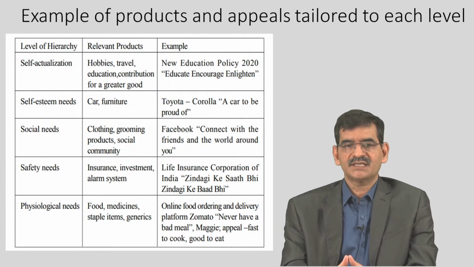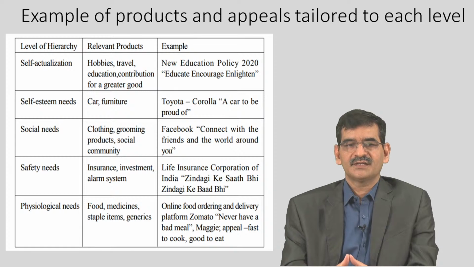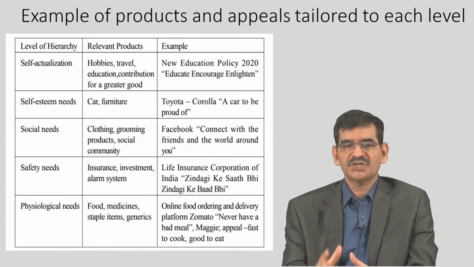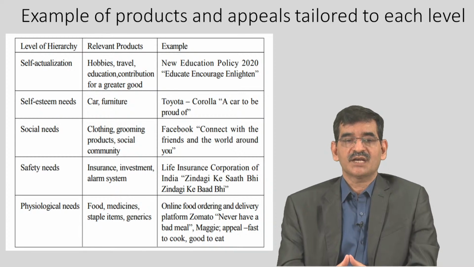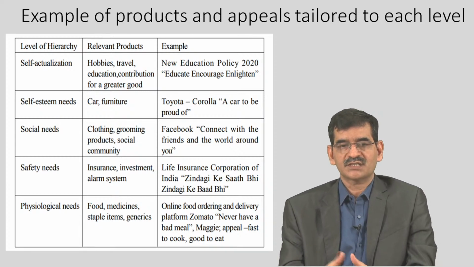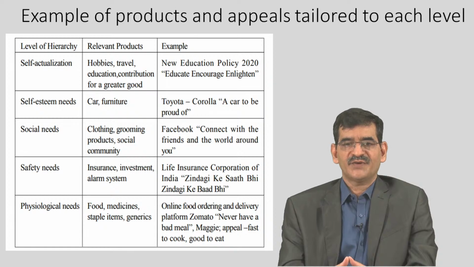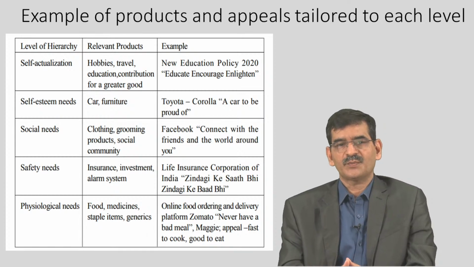Now come to the safety needs. The products may be insurance, investment, alarm systems, and Life Insurance Corporation of India appealed with "जिंदगी के साथ भी, जिंदगी के बाद भी." So they are trying to position their message for the safety needs. Now come to the social needs: clothing, grooming products, social community. The relevant products will be in this category, and Facebook appeals to connect with the friends and the world around you. Now come to the self-esteem needs.